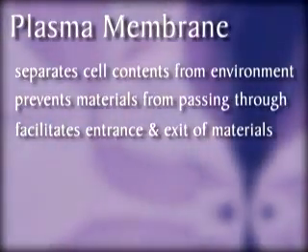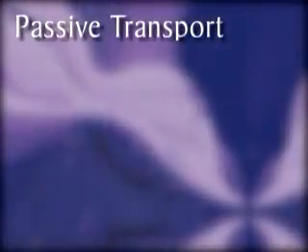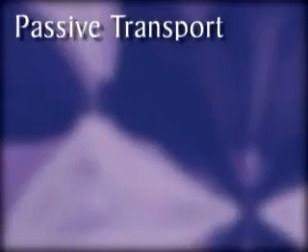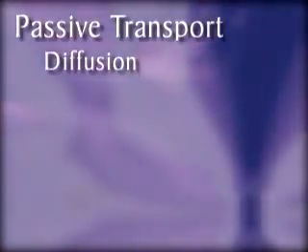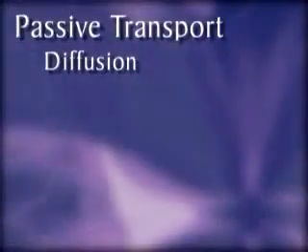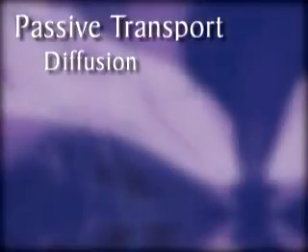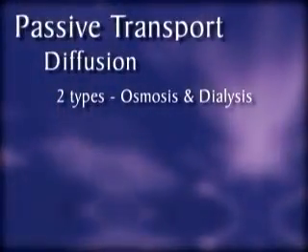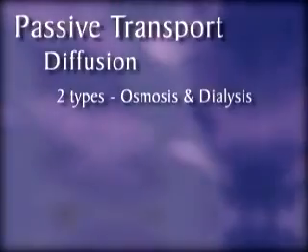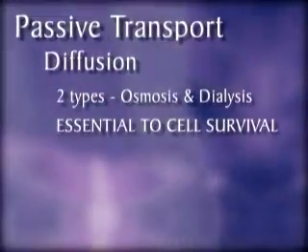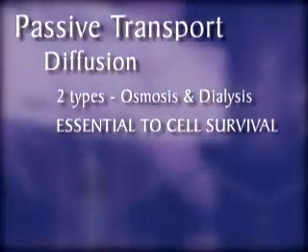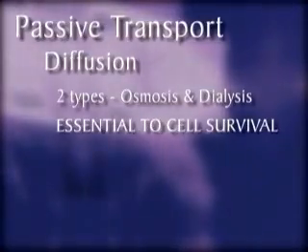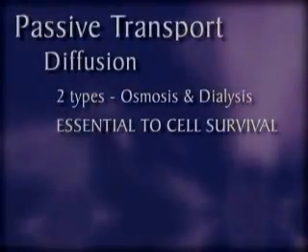Materials may move through membranes passively or actively. In this video segment, passive transport, which uses Brownian movement, was introduced. Passive transport includes diffusion, defined as the movement of materials from a region of high concentration to low concentration. Two specific forms of diffusion are osmosis and dialysis. These processes are essential to the survival of the cell. Nutrients must enter, wastes must exit. The structure of the membrane allows for the processes to take place, which enables the cell to live.